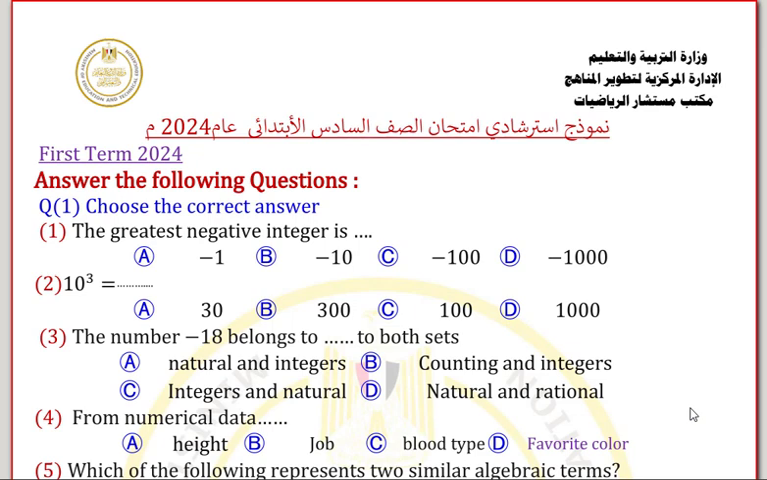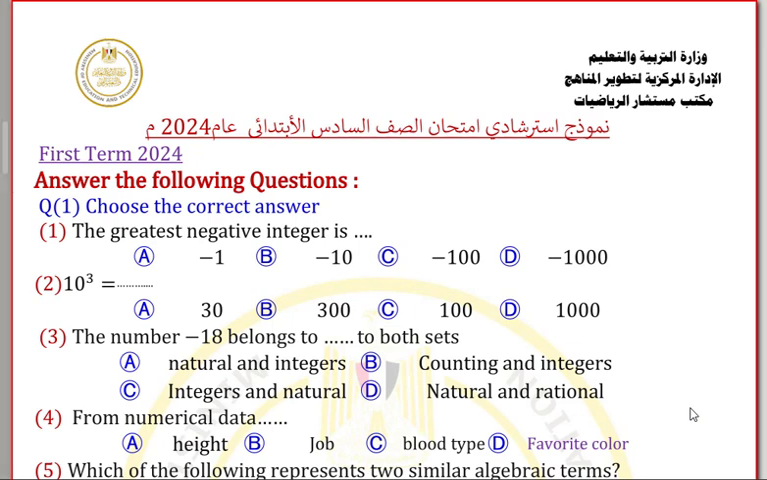Today inshallah we are going to talk about this model from the Math Consultant. This model was released by the math consultant in general, for the exam on Sunday inshallah. So yalla, let's start to solve it.